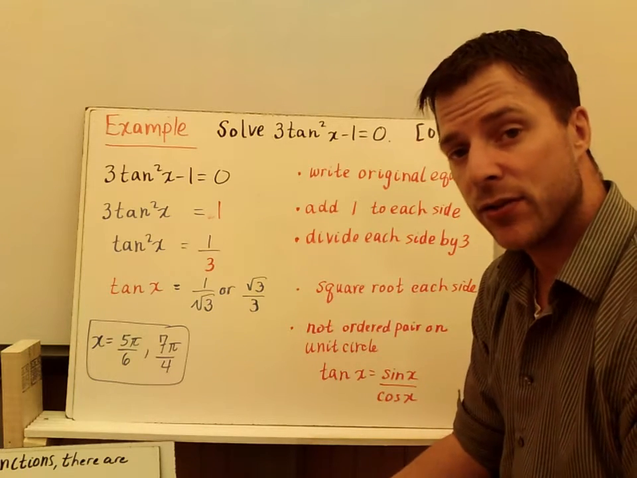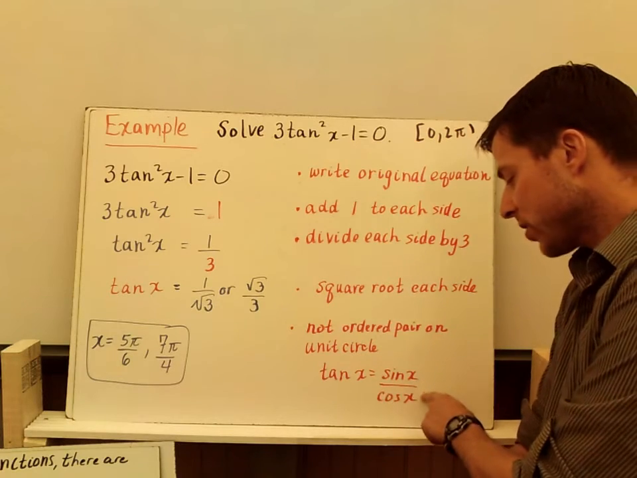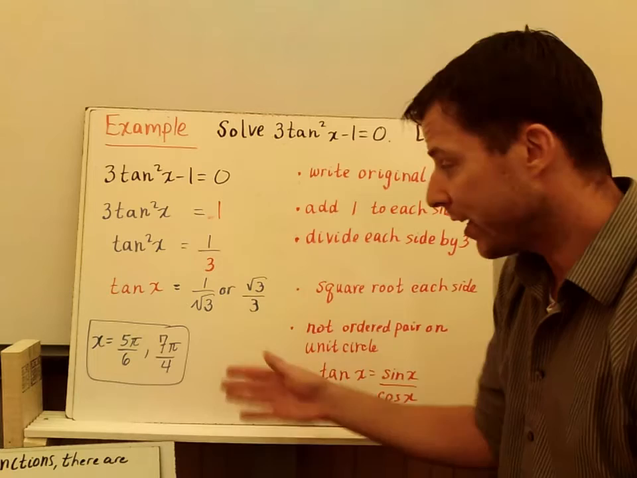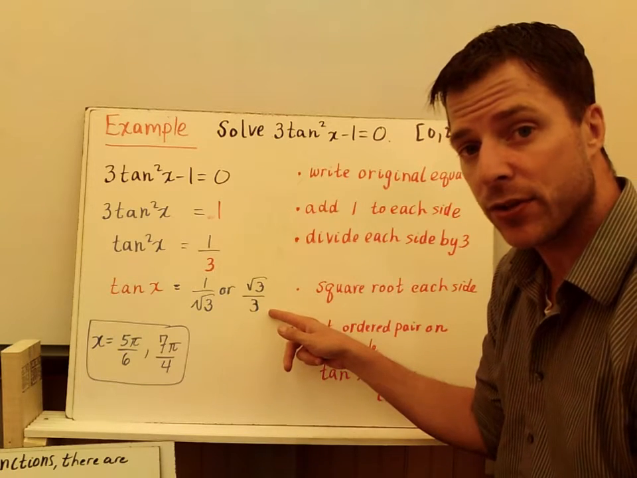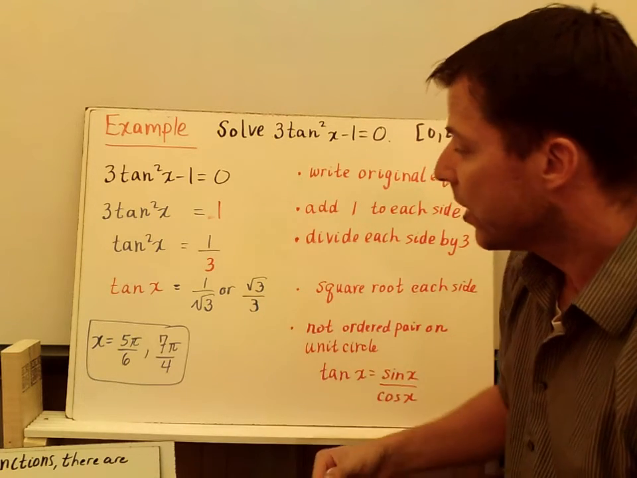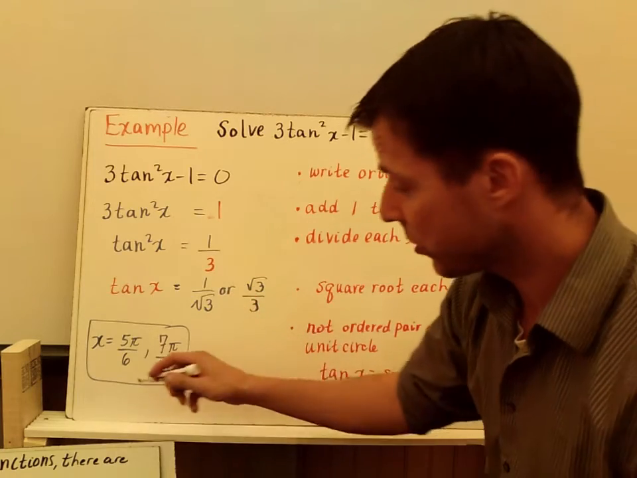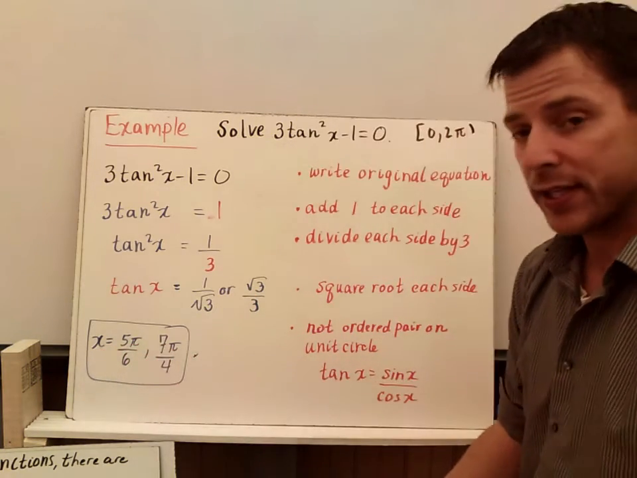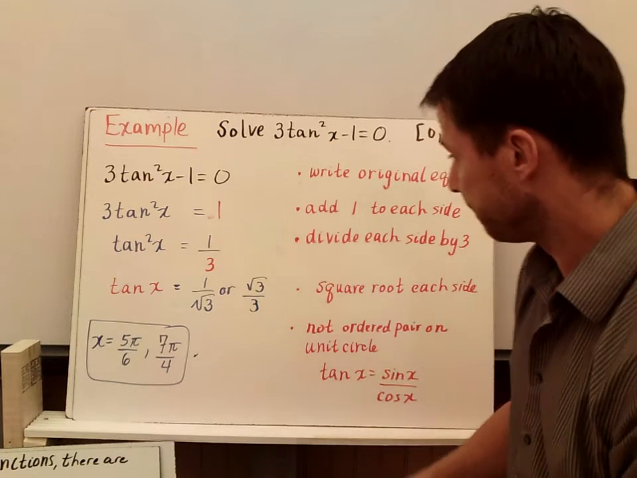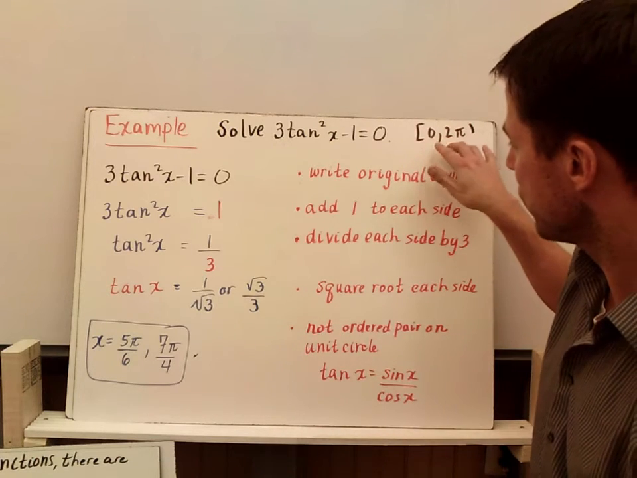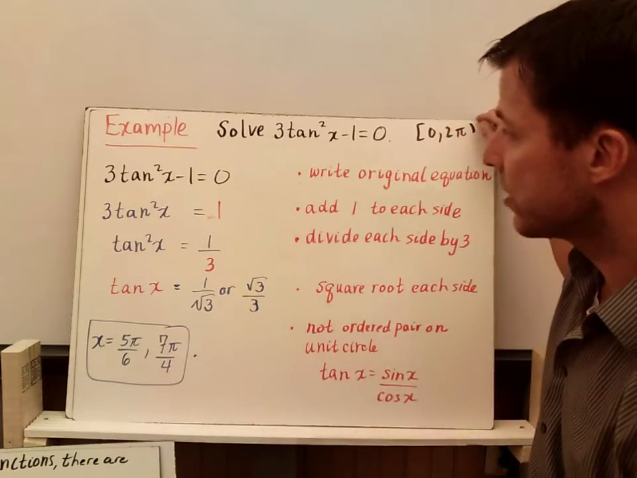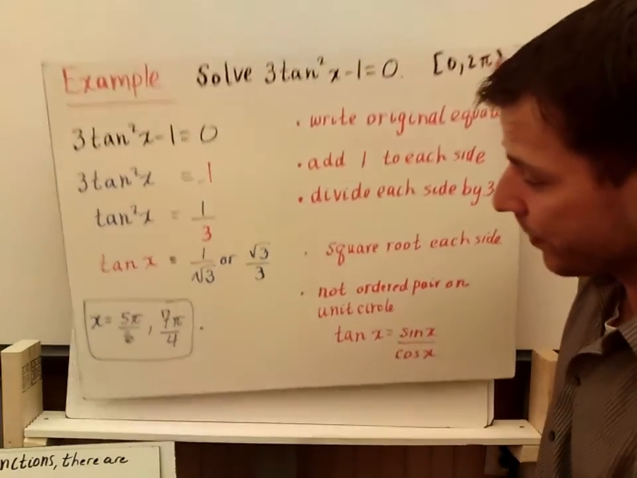Now tangent values are the quotient of sine of x over cosine of x. So that particular value is not just going to be seen on the unit circle. Okay? We know that if you study the unit circle, your answers are going to be x equals 5 pi over 6 and x equals 7 pi over 4. Okay, so that's a restriction on 0 to 2 pi. There's no general solution here. Okay, so let's look at another example.